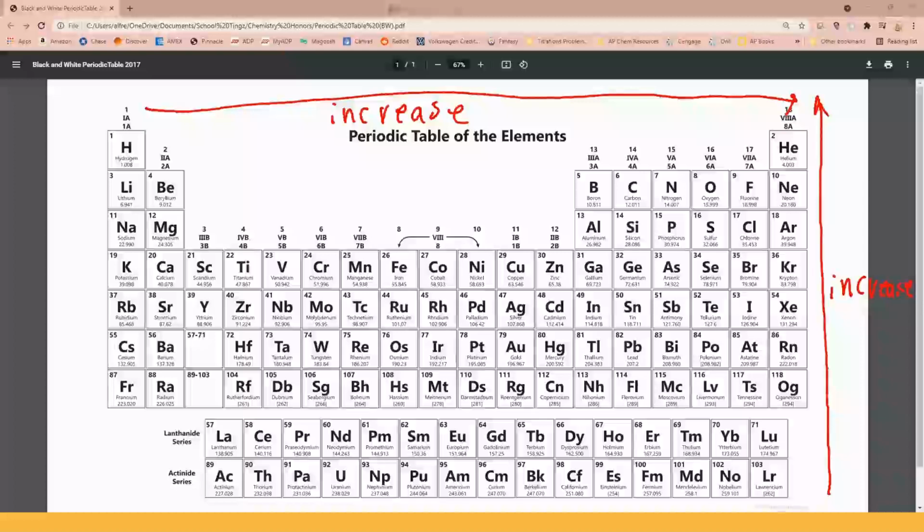Both of these arrows are pointing in the same exact direction, so they're going to the top right, so you can combine the two to make one big diagonal arrow. What this is saying is that elements to the top right have a higher electron affinity, while elements to the bottom left have a lower electron affinity.